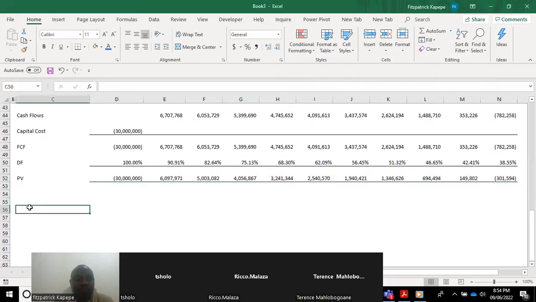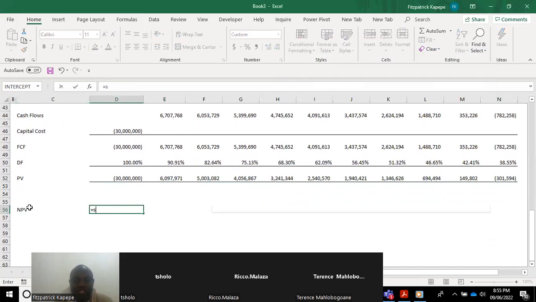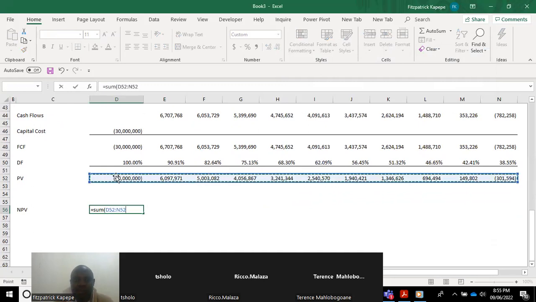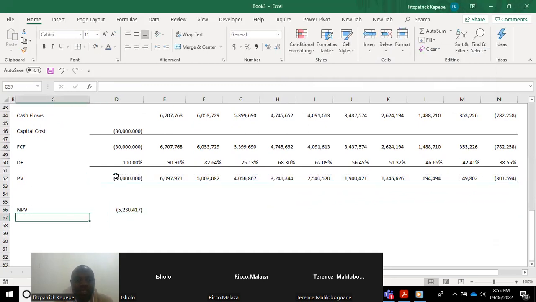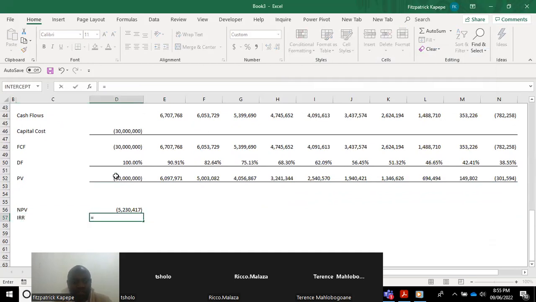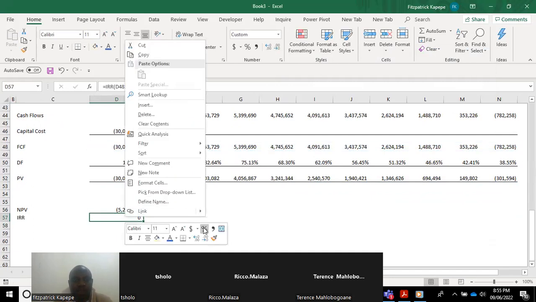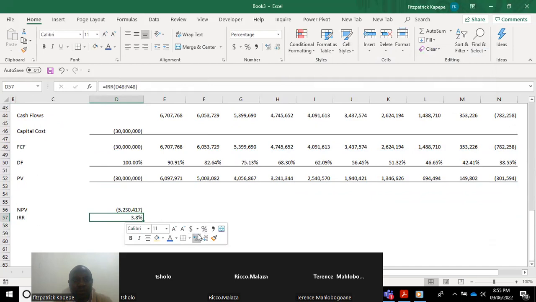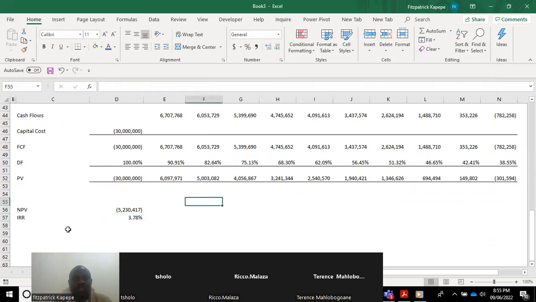So if we're getting the NPV, this is what I will do, just say equals sum. I'll pick these numbers, enter. Then the internal rate of return, let's say equals IRR, and I'll pick from the free cash flows there. Something like this.